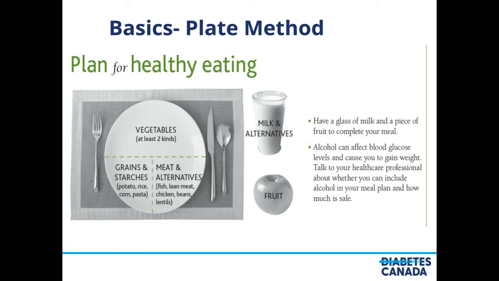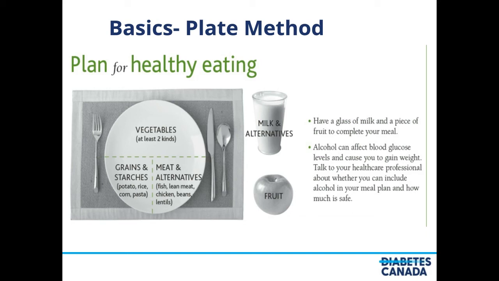The next quarter plate is starch. So let's say we've got a potato there or corn there or pasta. Roughly a quarter of the plate is about 2 servings of most starches. So that would be a medium-sized potato, a full corn on the cob, or 1 cup of corn, 1 cup of pasta. But when we look at rice, about a cup of rice or a quarter of the plate is 3 servings or 45 grams of carbs.